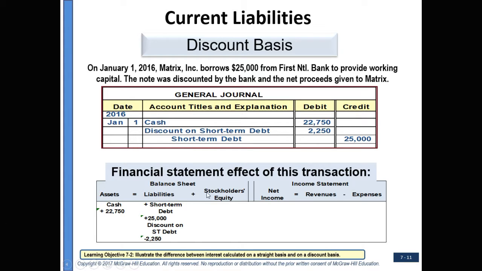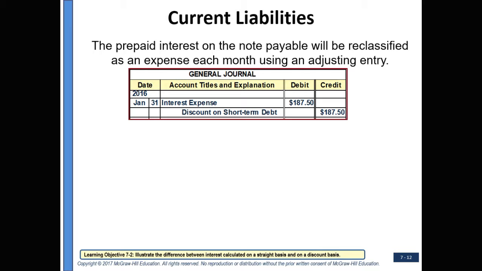Now, this interest that we have prepaid, this $2,250, represents the full period of the note. The $25,000 note bears interest at 9% APR per year. Interest is payable to the bank each December 31st. With prepaid interest on the note payable, we will reclassify as an expense each month using an adjusting entry. Interest expense is debited $187.50 and interest payable is credited $187.50.